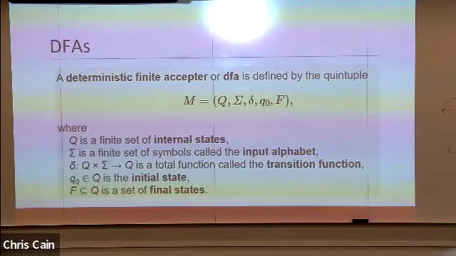And then we need a subset of those internal states that we're going to declare final states. Since this is an acceptor and not a transducer, the final states tell us that if we finish reading the input string and we end in one of these final states, then we accept. If we finish reading this input string and we are not in one of these final states, then we reject.